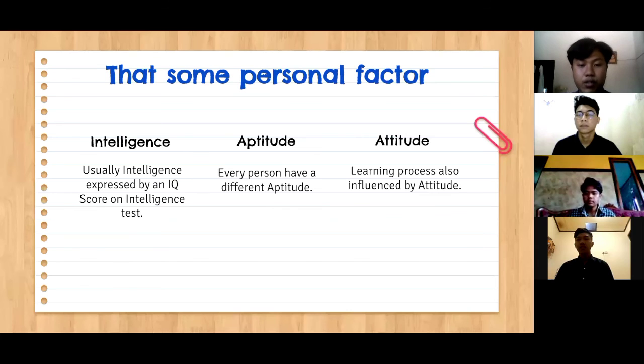Number 10, attitude. The learning process is also influenced by attitude. When a person loves to learn the subject or material, they will follow the learning process with a good attitude and study diligently to acquire the subject. And on the other hand, someone will show a bad attitude when they don't love the subject, like showing their boredom, not paying attention in class, and laziness to attend the class.